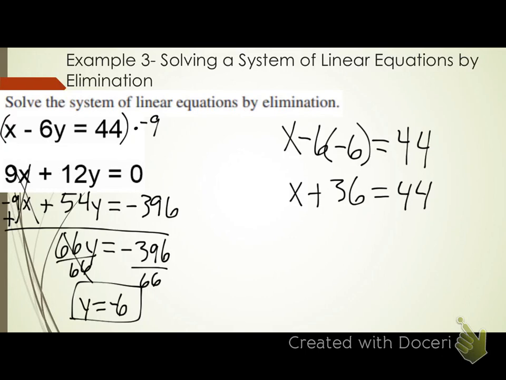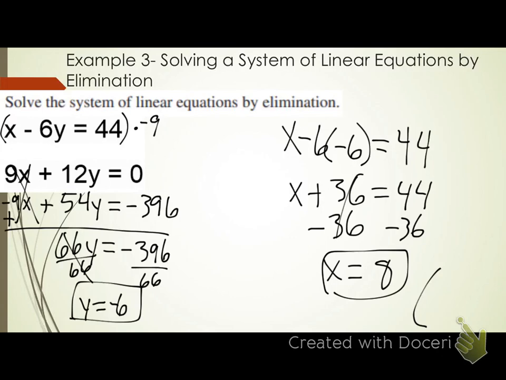And how would I get x by itself? Subtract 36. 44 minus 36 is 8. So what's my final answer? 8, comma, negative 6. Any confusion here that I need to clear up?